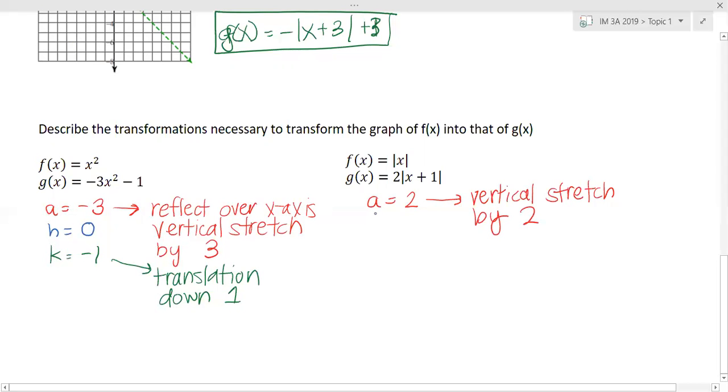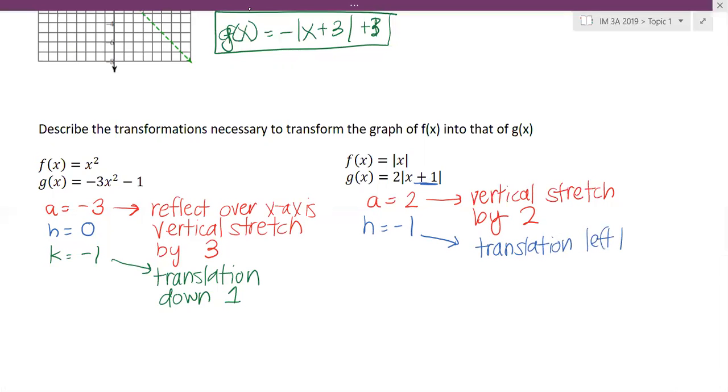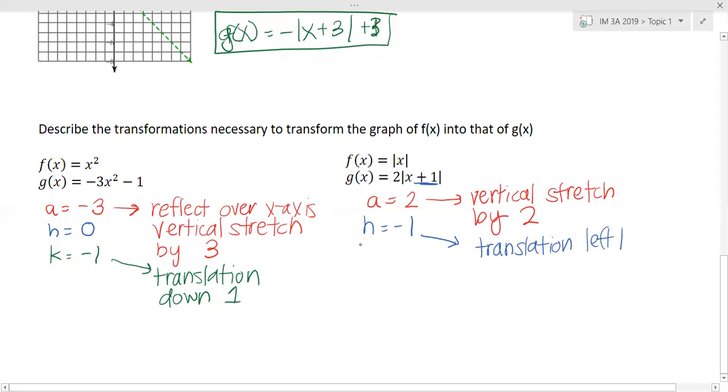The number inside our parentheses is h. Remember, this is technically the opposite of h, so h is really negative 1. So when h is negative 1, that means that it's been translated to the left 1. And then finally, we can see that there's nothing being added on the outside. And so what that means is that k is 0. So this graph is not moving vertically.